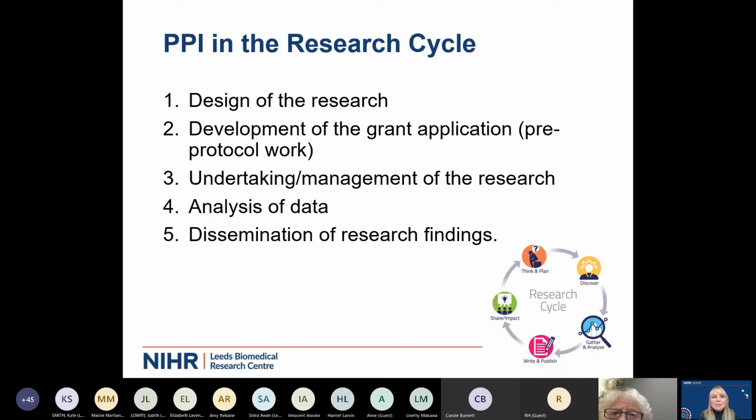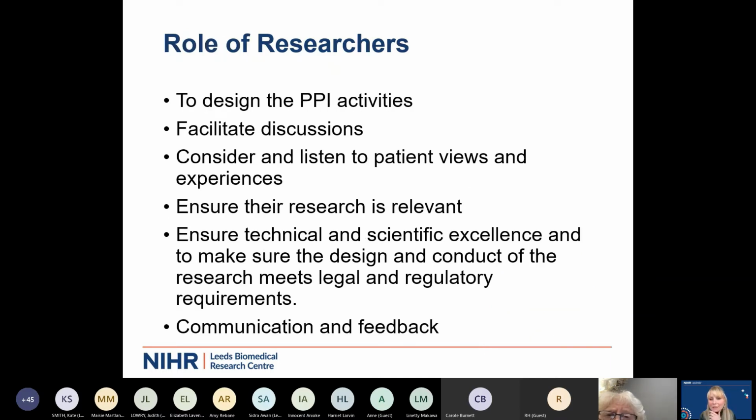Then just to summarise this section, patient involvement should ideally be throughout your research cycle. It supports the design, the development of the grant application, the undertaking and management of research, the analysis of the data and the dissemination of the research findings. There's a document in the references that gives you some really good ideas about how you can involve people in each of those areas. Now I'm going to pass over to my colleague Amy, who will talk to you about the role of researchers. Okay, thank you very much, Gwyn.